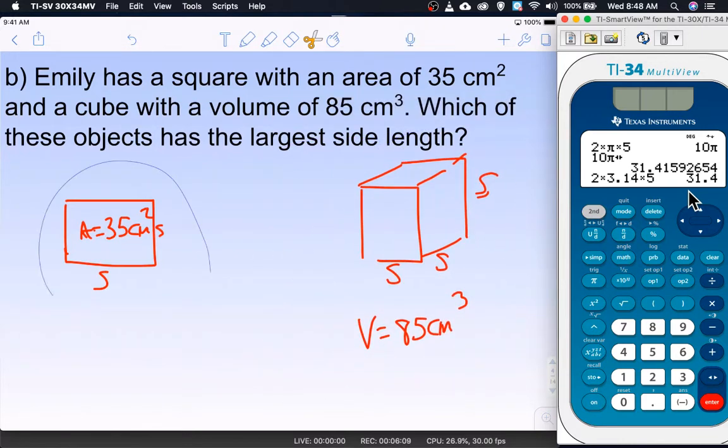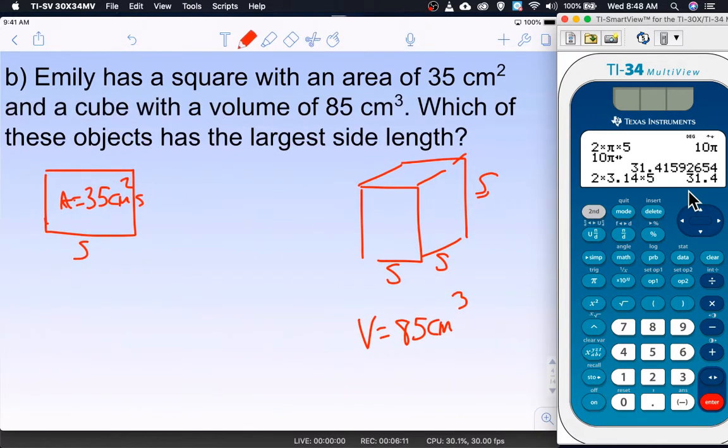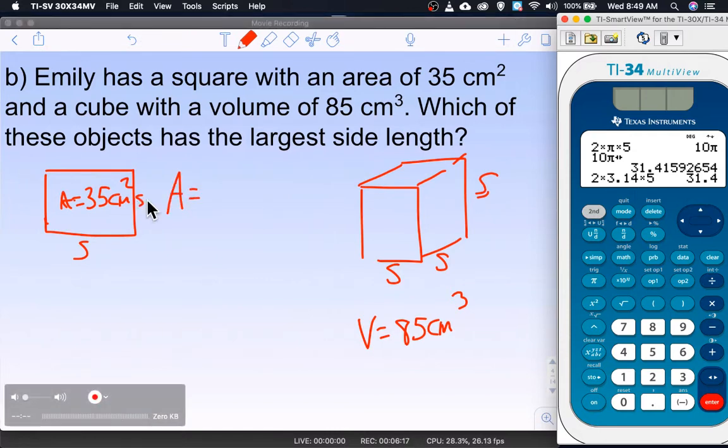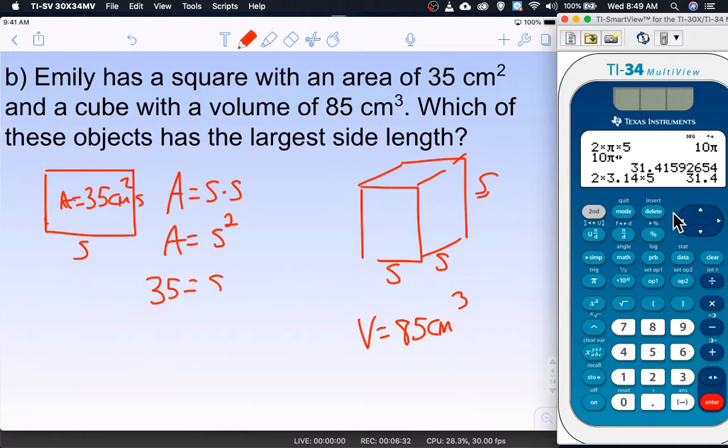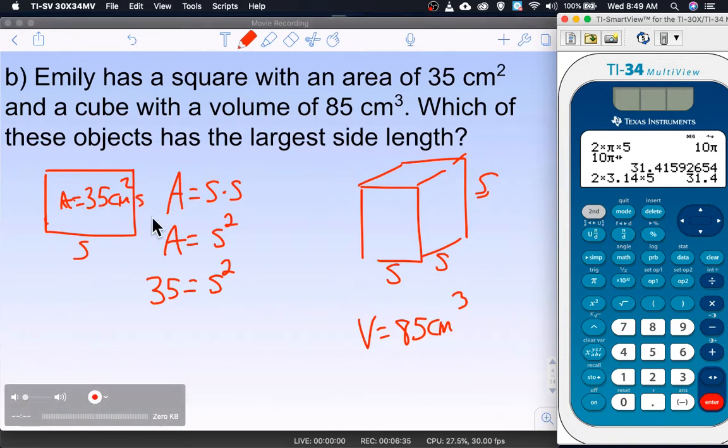So, background knowledge. Things we know. We know in order to find the area of a square, area is your length times your width. In this case, since it's a square, it would be like side times side, which is side squared, right? I know that the area is 35. It tells me right there, area is 35.